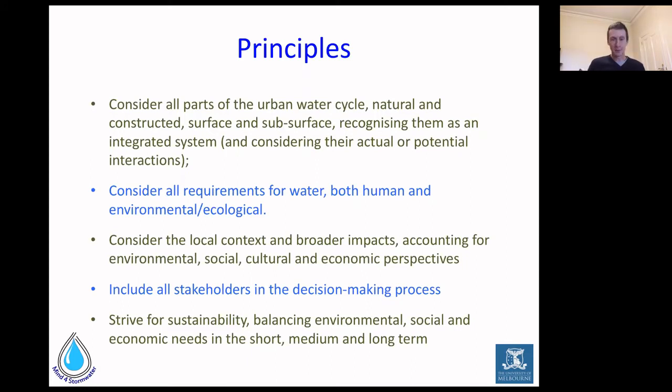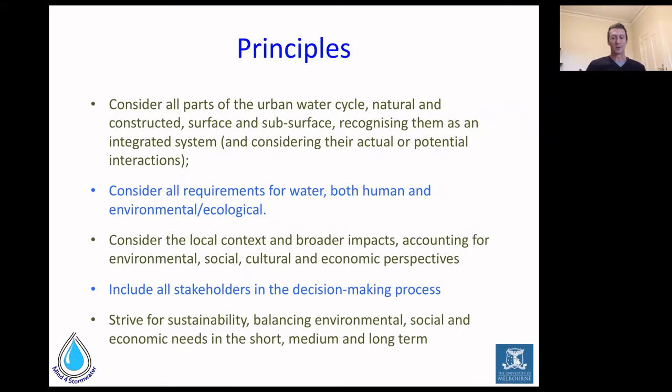By having understood that interaction at the start, we can think about, okay, we've got all this excess of water, where else nearby could we go looking? Is there, for example, an agricultural area nearby that may make good use of that water? Could we pipe that water to agricultural areas? Consider all requirements for water, both human and environmental, and try to think about how to deliver both.